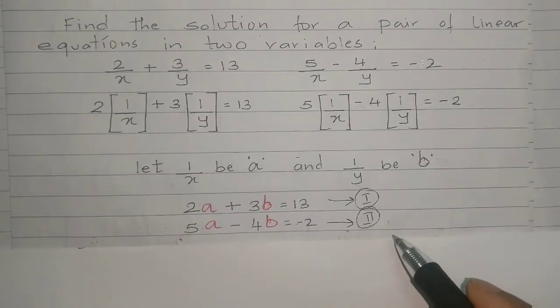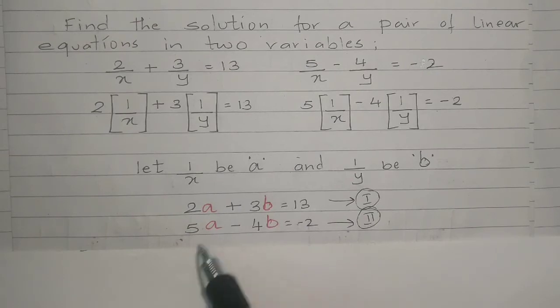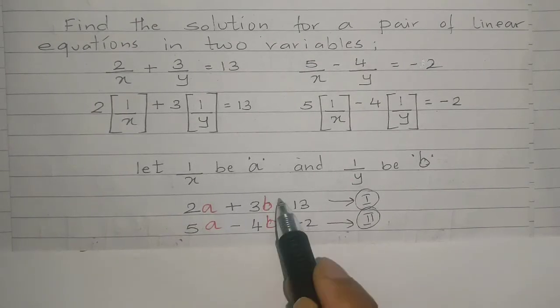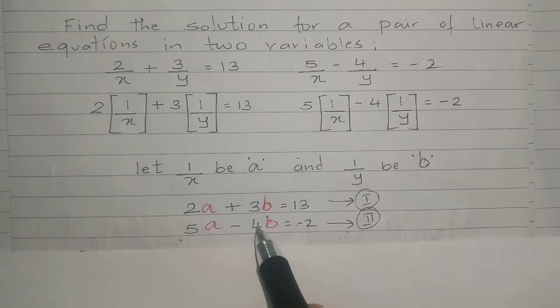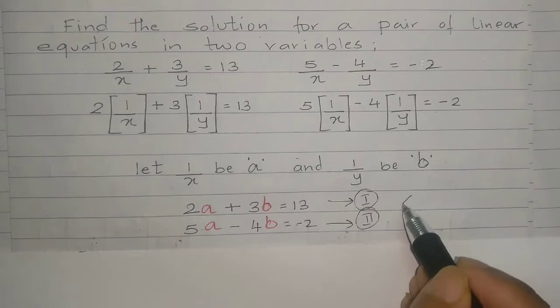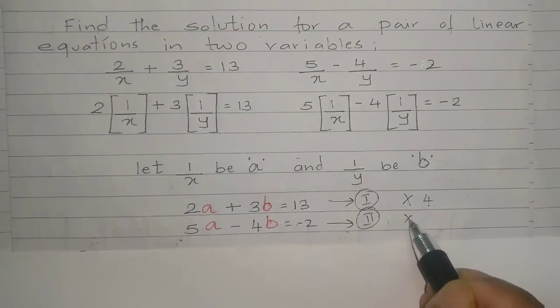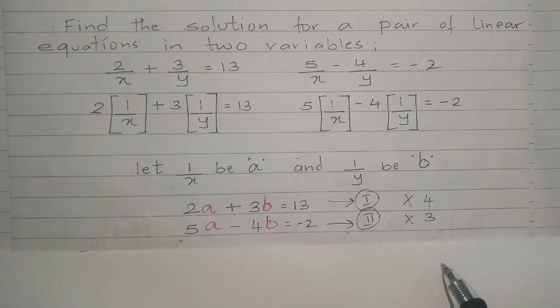Now if you look at these equations, this is like the normal equation that we used to solve earlier. Now if I want to cancel, which one should I cancel? Will I cancel this or this? Definitely this one. Why? Because it has a positive and a negative sign. But to cancel this, my coefficients also have to be same. And how do I make them same? Multiply this 4 in the first equation, multiply this 3 in the next equation.